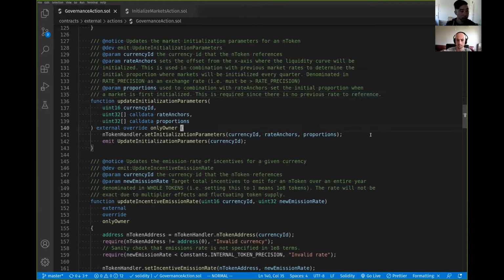Okay, so in this part of the video, we will talk about the update initialization parameters that governors will be able to set and initialize markets action, which is the contract that is executed when we do this quarterly roll of fCash markets. So maybe Teddy, do you want to give us a quick high-level overview of what rate anchors and proportions are, knowing that we're going to dive into these in more depth when we look at the initialized markets contract?